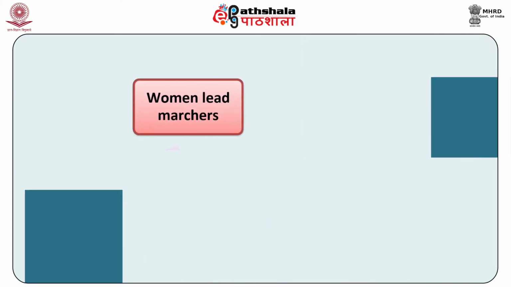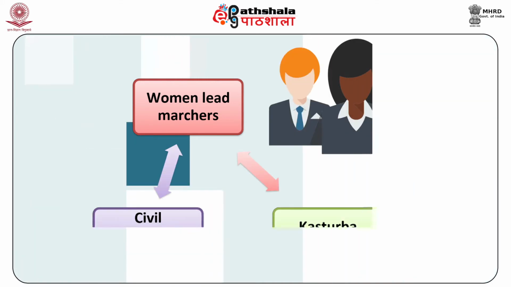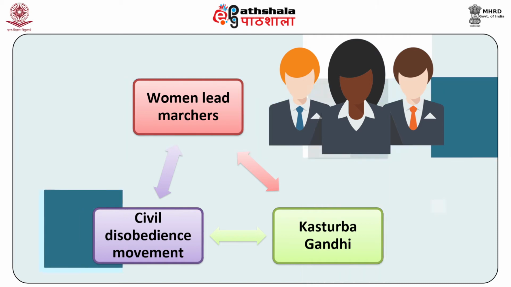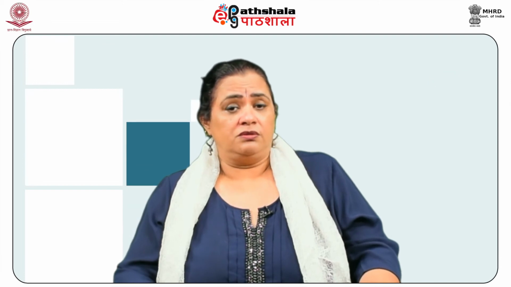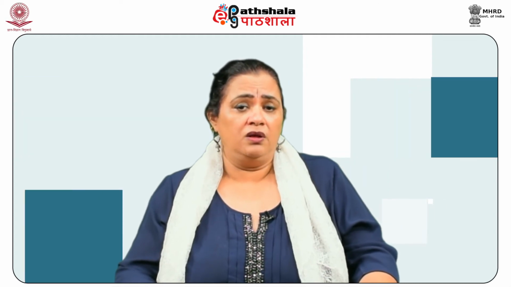Role of women. Making prominent women lead marches was a technique that gave a dramatic effect to the movement. At Rajkot, Kasturba Gandhi herself inaugurated the civil disobedience movement by courting arrest herself. Boycott. Boycott is a dramatic way of influencing public opinion both when the effort is successful and when it is crushed.